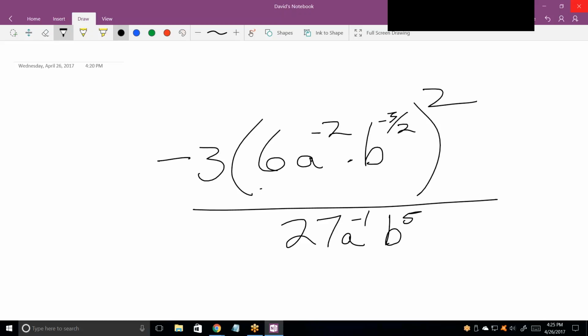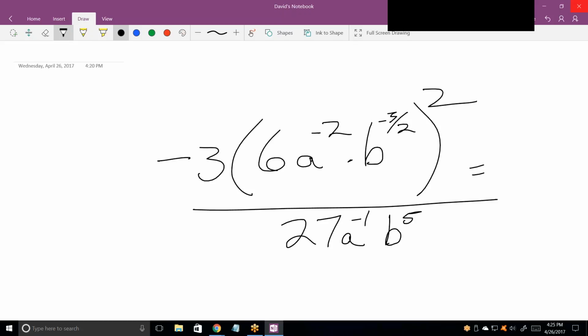So the only thing that the 2 applies to are those terms. So let's do those terms by multiplying the exponents, and then we'll simplify once we get that done. In other words, we're going to do this in a couple of stages.